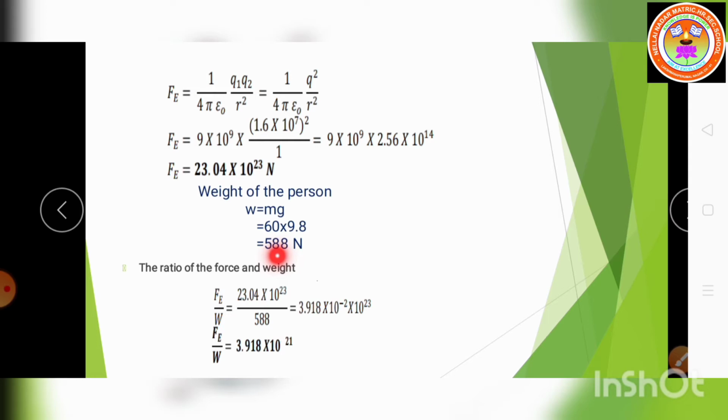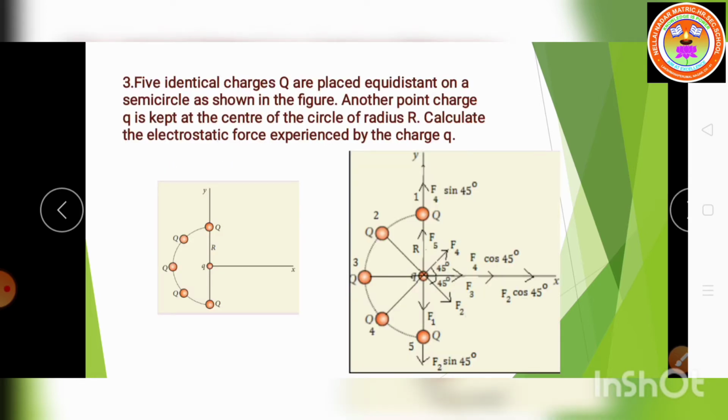Okay, next they asked to calculate the ratio of the force and the weight. So, this is the force value and this is the weight value. So, divide these two values. Okay, so we are getting the answer here 3.918 into 10 power minus 2 into 10 power 23. So, 20 plus 23 minus 2, 10 power 21. Okay, so we are getting the answer here 3.9 into 10 power 21. Understand? Next come to the third problem.